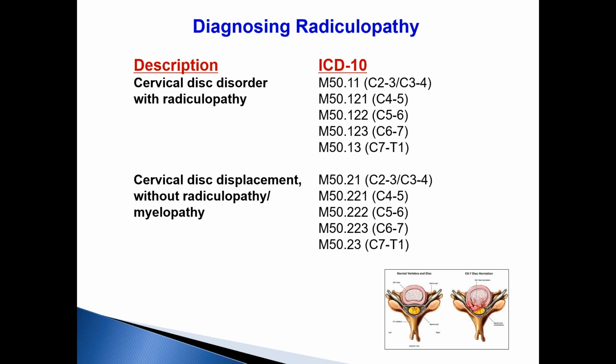Now we have another set of codes. This one says cervical disc displacement. Wait a second. Disc displacement, what's the difference between a disc displacement and a disc disorder? That's a very common question that is asked. So we have a whole bunch of codes here that say cervical disc displacement without radiculopathy. That's the key right there, without myelopathy. So what's the difference between a disc disorder and disc displacement? Many of the doctors that I speak to and staff members are not sure what the difference is. So let's go over that.